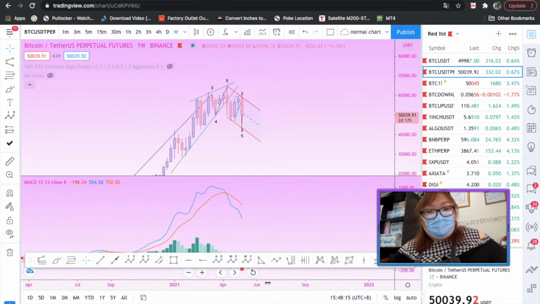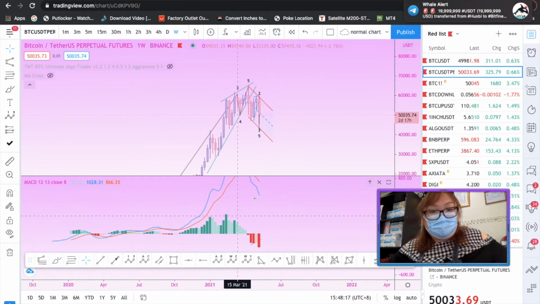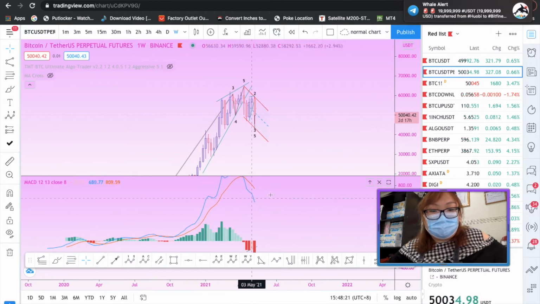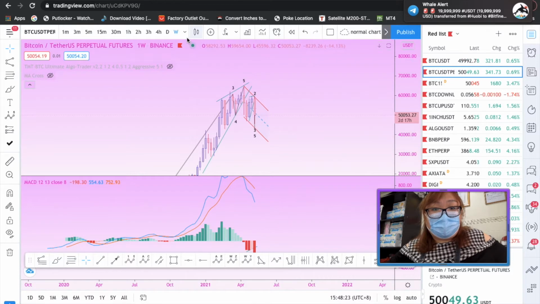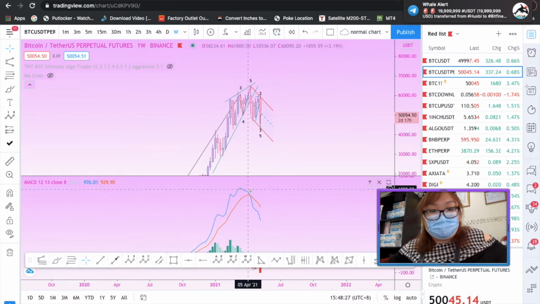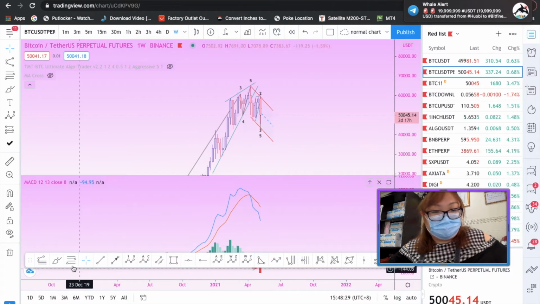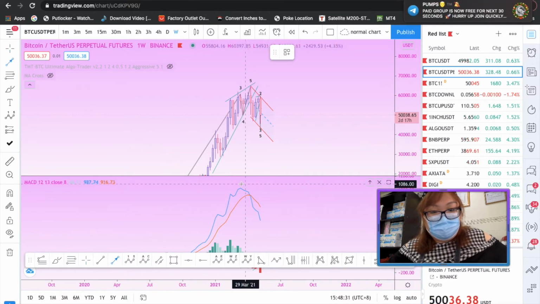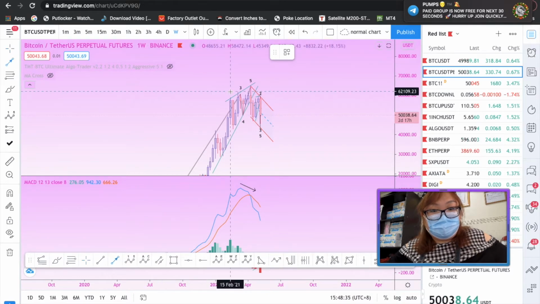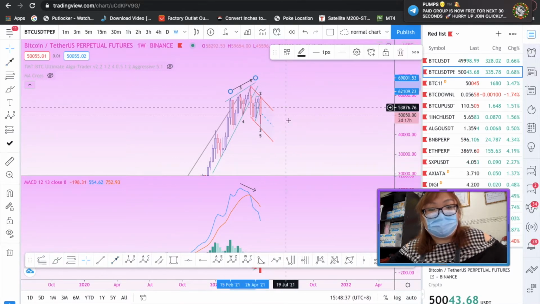And of course, we wish that the MACD would show an indicator that it's gonna go back up, right? So for now, it's not. In fact, there's a bear divergence right here. So it's quite significant that the market's gonna come back down for a correction.